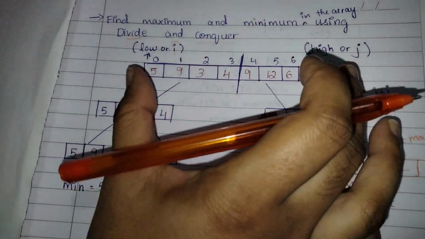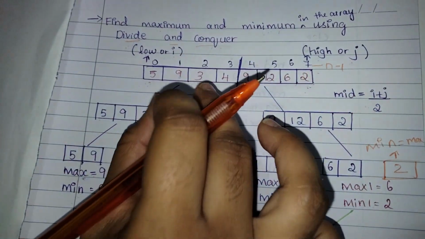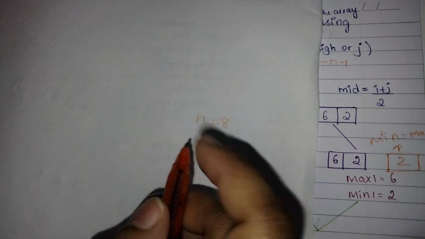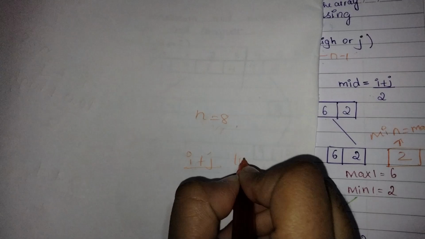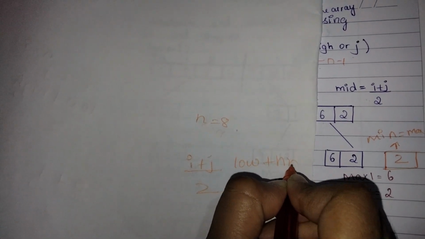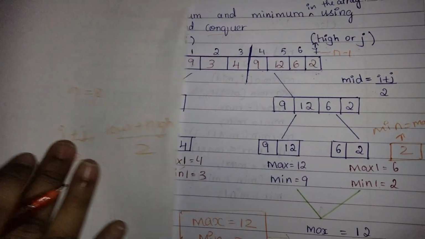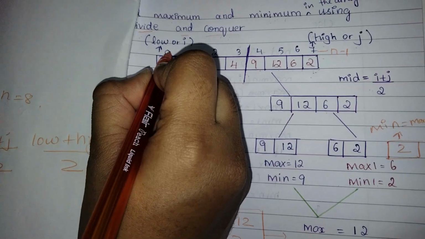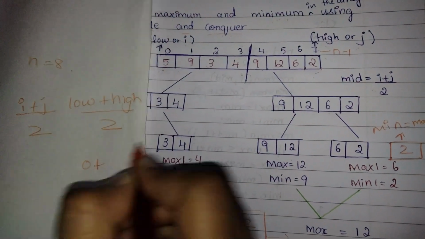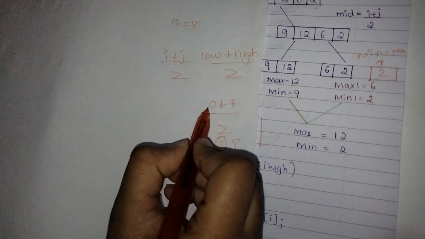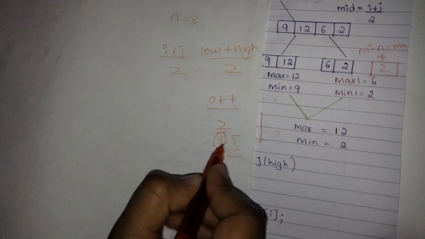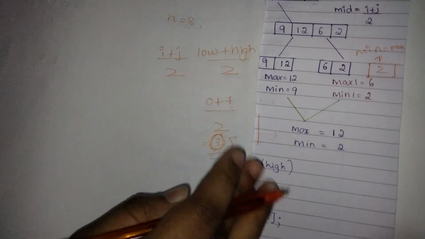Now we will divide this list into two lists. How to do that? We can use i plus j divided by 2, or low plus high divided by 2. So low is 0, plus high is 7, divided by 2, we will get 3.5. We will take the integer value 3.